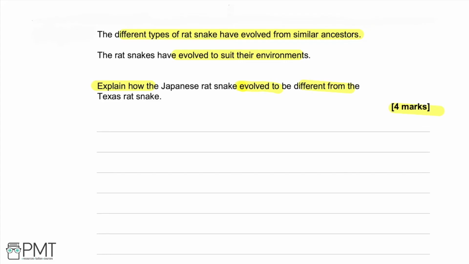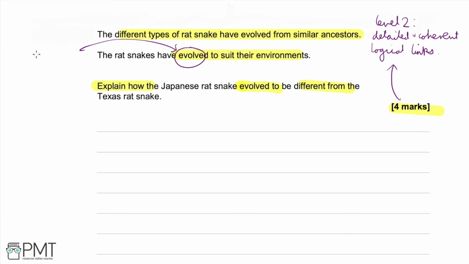Now, to get to level 2, that is 3 or 4 marks out of 4, our answer needs to be detailed and coherent. And not only this, it must make logical links. So, now, the question mentions that the rat snakes have evolved. So let's recap what evolution is.